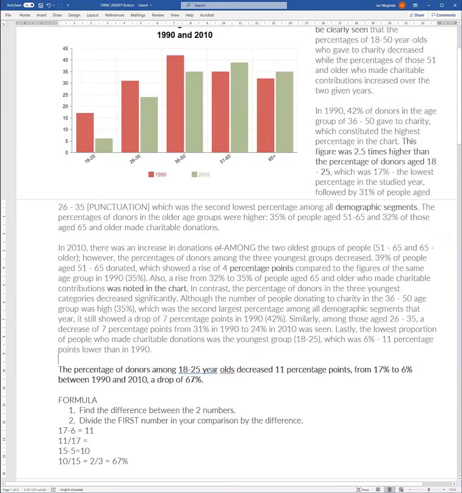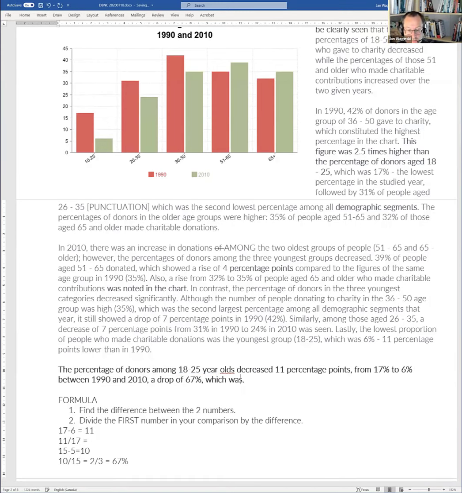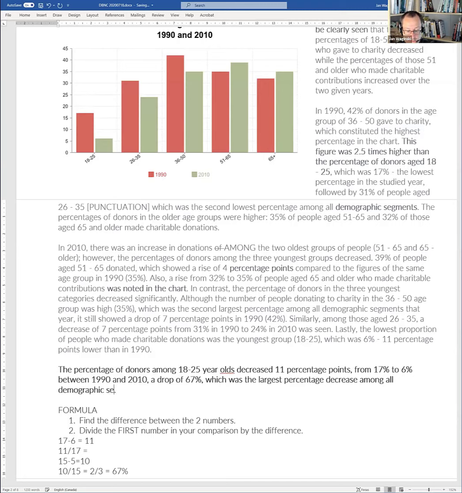So this sentence here that I've bolded is basically the formula. The percentage of donors among 18 to 25 year olds decreased 11 percentage points from 17 to 6% between 1990 and 2010. So that's the descriptive level. But then if you add this last part, a drop of 67%, now you're at the level of some kind of analysis. And then you could even add which was the largest percentage decrease among all demographic segments.